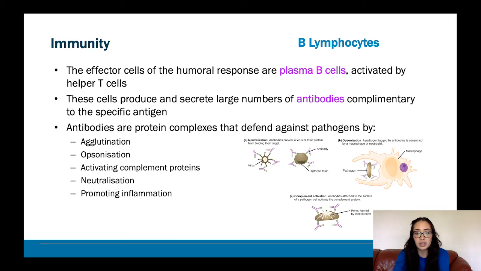This is just about plasma cells. The plasma cells make antibody. Antibodies are involved in agglutination, opsonization, activating complement, neutralization, and inflammation. I'm going to go through this real quick, but agglutination is clumping.